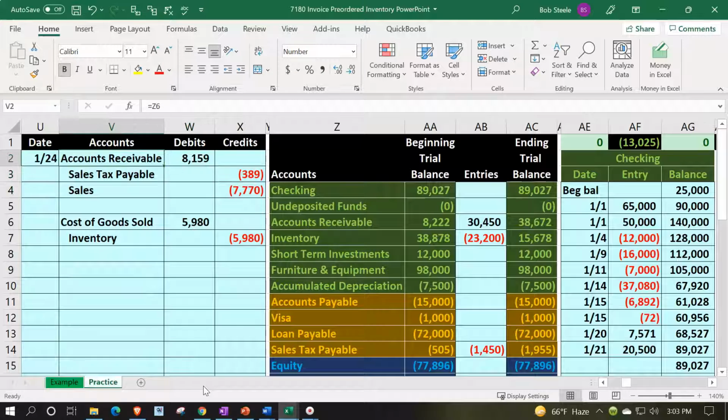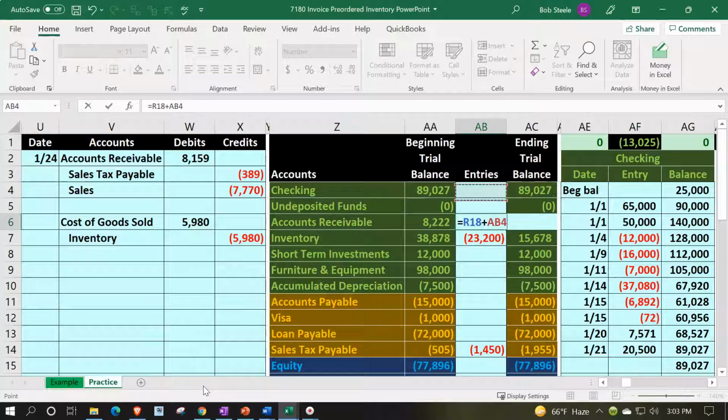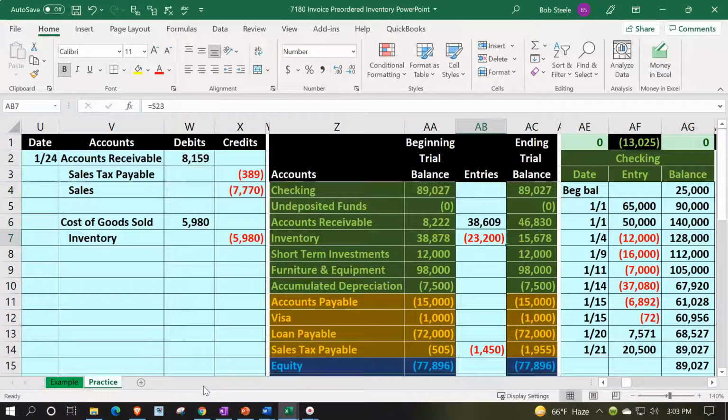Let's post it out, trying to do it just with the keyboard here. Using the keyboard, we're going to say no mouse whatsoever. No, we don't need that stupid mouse. I'm just going to unplug that thing here. We're going to go into the receivable, F2 plus F2, picking up that 8159. We're up to 46,830. Sales tax is the next one.